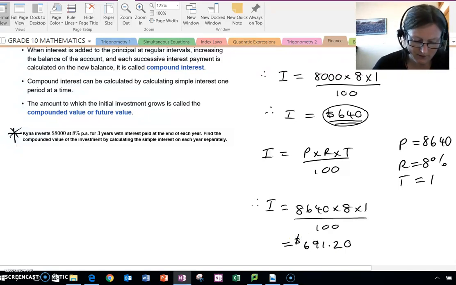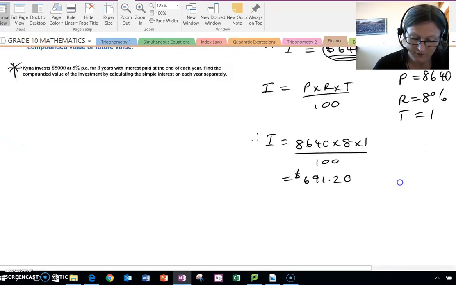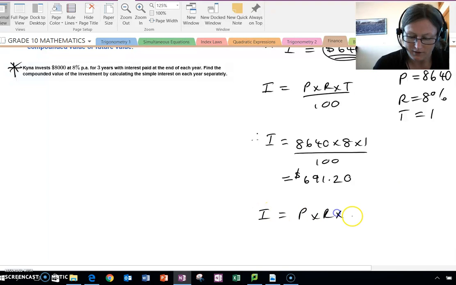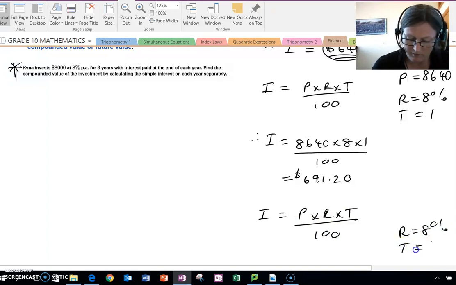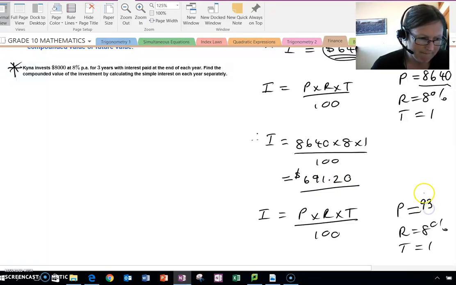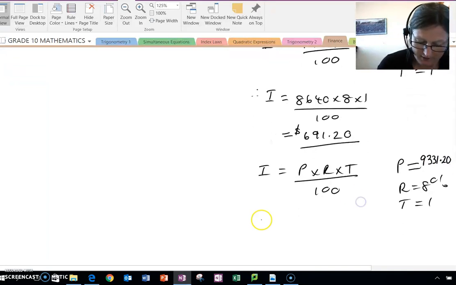It says she's going to do this for 3 years. So let's go again. I equals P times R times T over 100. So our rate's still 8%. She's only putting it back in for 1 year, but our principal is now $8,640 plus the interest that she has received. So she's now putting $9,331.20 in. So let's substitute in.